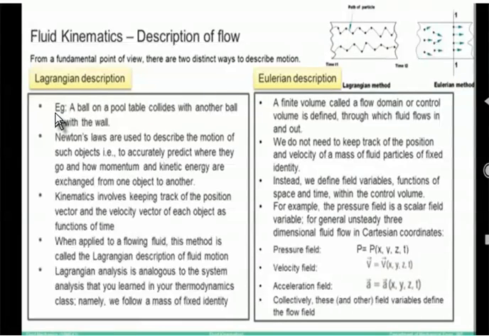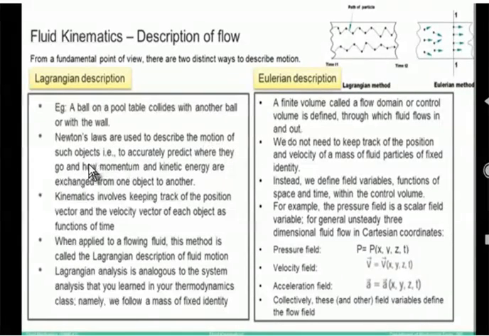Here we can take one example: a ball on a pool table collides with another ball or with the wall. This is the Lagrangian method for description of the flow. Here one particle of the fluid collides with another particle like this. In the Eulerian method, if you observe this figure, at a particular section we study the motion of the fluid.